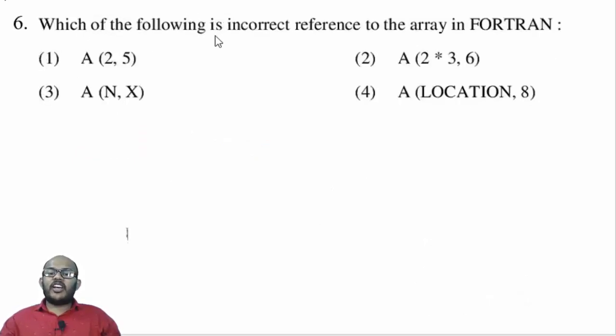Moving on to sixth question. Which of the following is incorrect reference to the array in the case of FORTRAN? So this question is actually out of syllabus. Strictly speaking, FORTRAN is not in the syllabus. So for this, the corresponding option is 2 star 3, nothing but 2 into 3 comma 6, nothing but option 2 is going to follow.